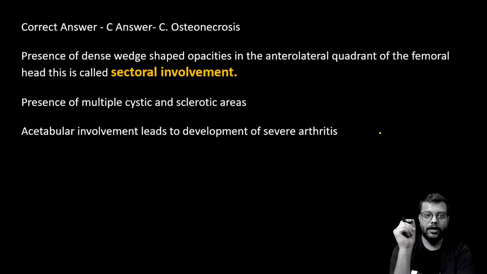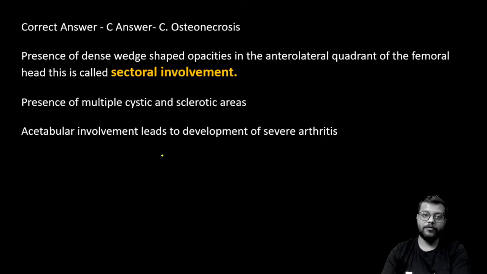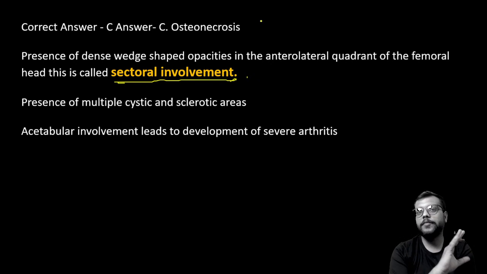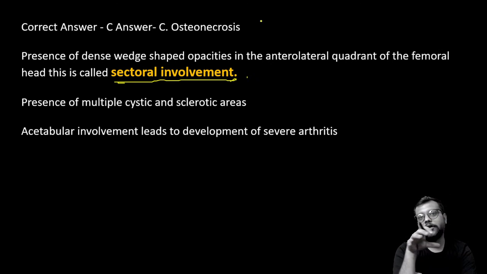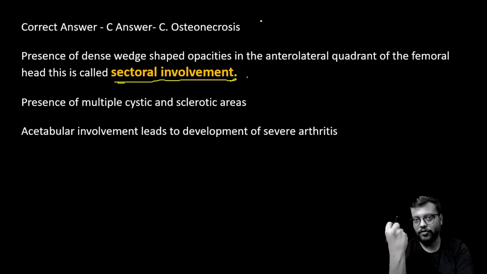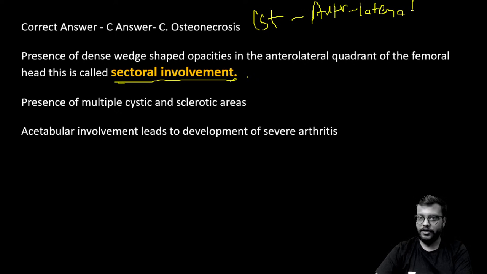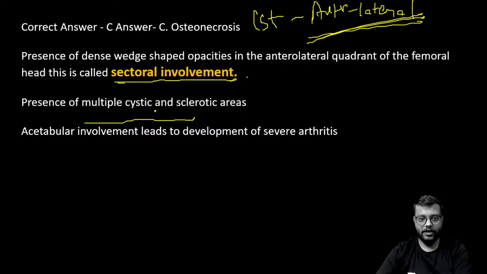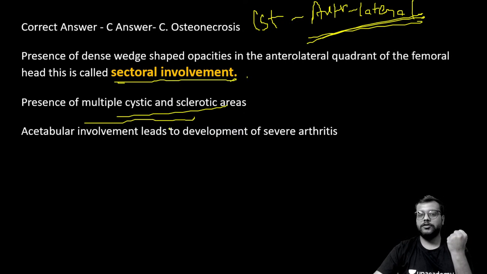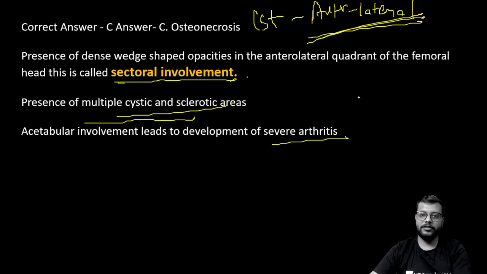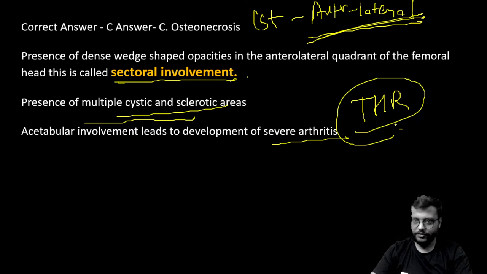Okay, so now there is a special feature which is called the sectorial involvement of the AVN. Whenever AVN occurs in the femur head, it does not involve the whole femur head at once, it is sector-wise or quadrant-wise, which is called sectorial involvement. And the first to be involved is the anterolateral quadrant of the femur head. Remember this. Okay, so there will be multiple cystic and sclerotic areas also with areas of destruction and there is severe arthritis and you have to go for the THR.